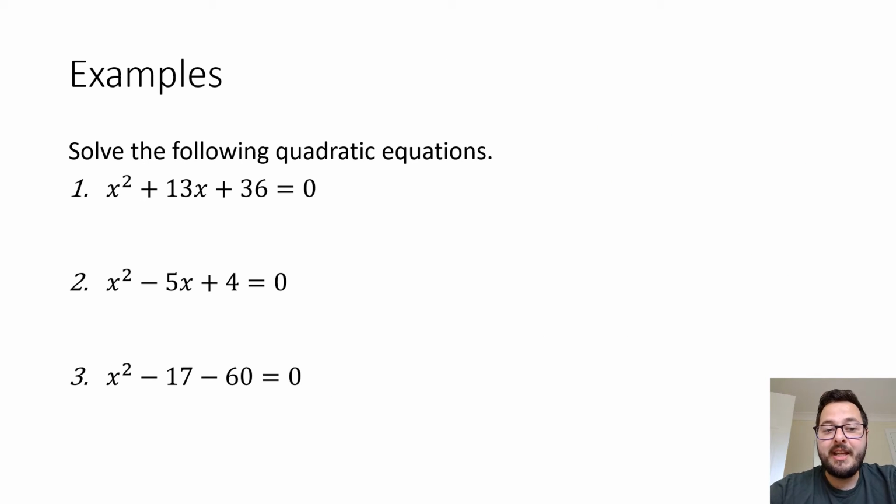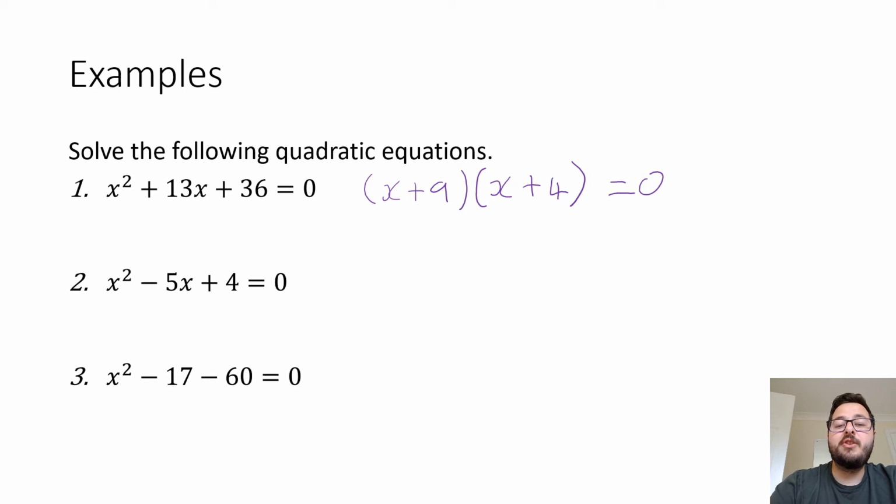Okay, so here are three equations. We want to solve them. I'll pause the video if you want to, otherwise we shall do them together. Alright then, we've got x squared plus 13x plus 36. We want two numbers that multiply to make 36 and add to make 13. Well, I reckon that is going to be 9 and 4. So x plus 9, x plus 4 is 0. Again, we can just do the minus of these two numbers. So our solutions are x is minus 9 or minus 4.